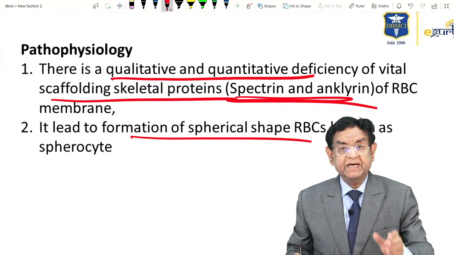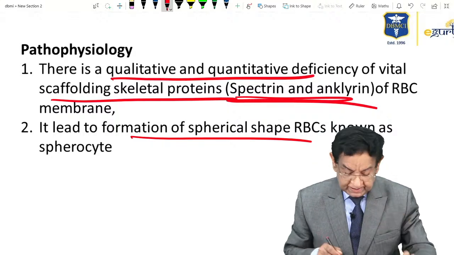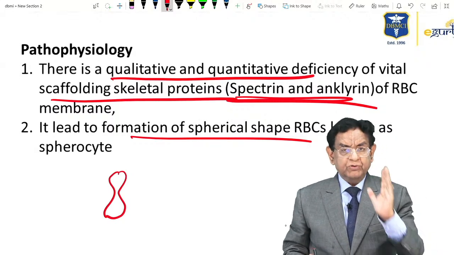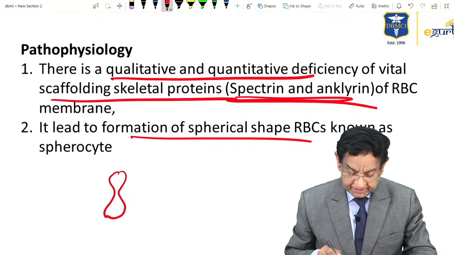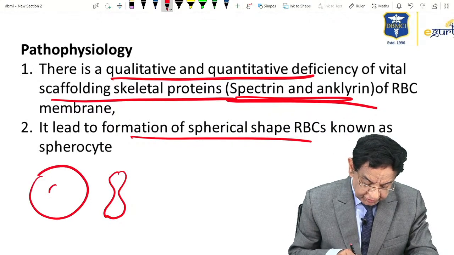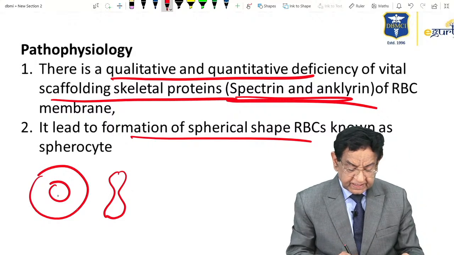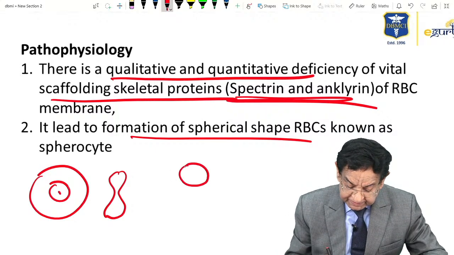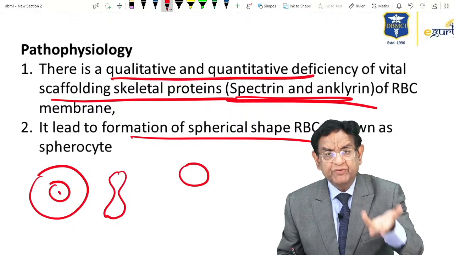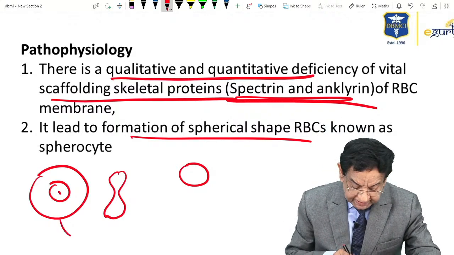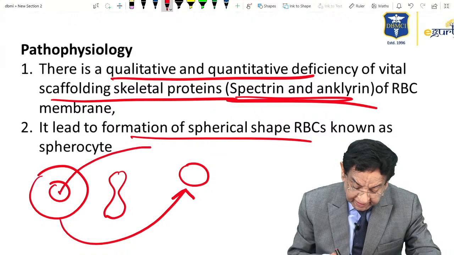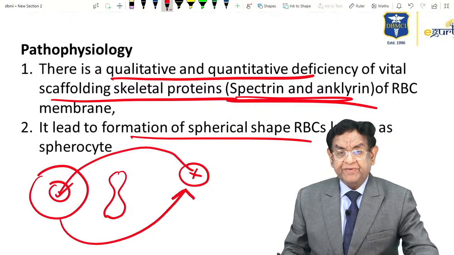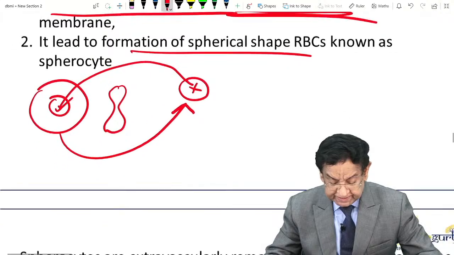then the normal RBC, if you look from the side, looks like a dumbbell shape. If you look from the front, you have a central pallor. This is the central pallor and this is the front view. But in these cases, you get RBCs like this, with a small size and without any central pallor. Look at the size. Look at the central pallor. There is no central pallor here; the central pallor is there. So defective RBC membrane formation is hereditary spherocytosis.